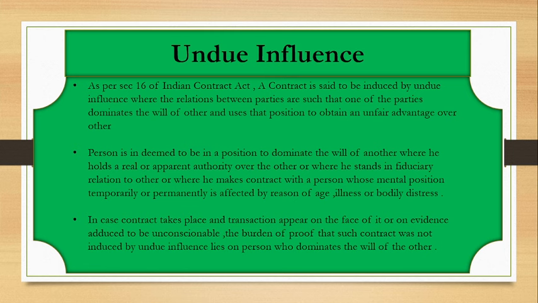It means that if any case of undue influence occurs and the aggrieved party moves to court, then the burden of proof that he has not exercised undue influence or has not dominated the will of the other lies on the person, simply we say on the culprit, who had really exercised undue influence due to his real or apparent or fiduciary relationship.